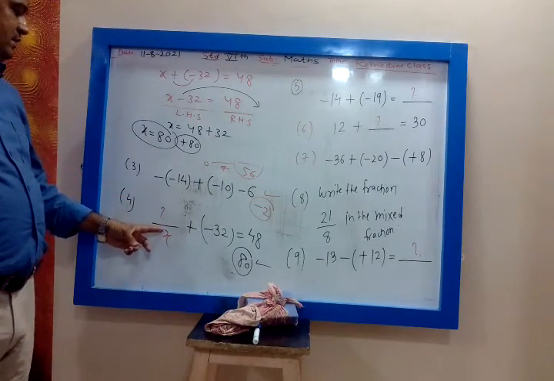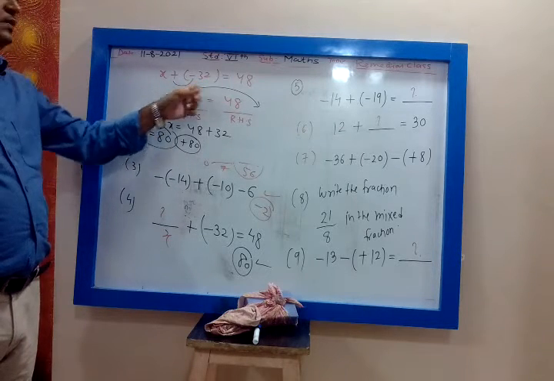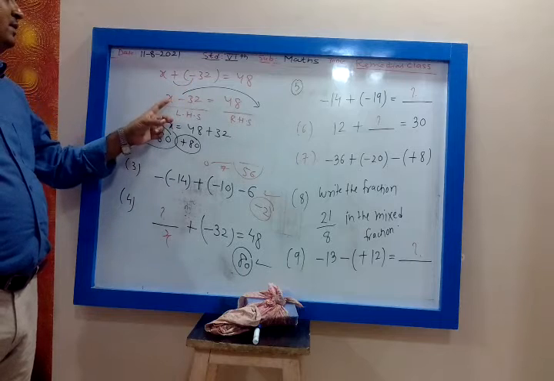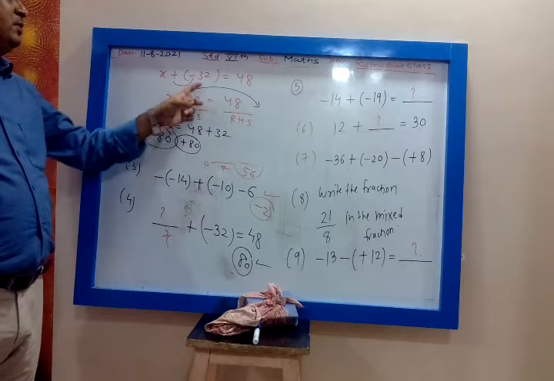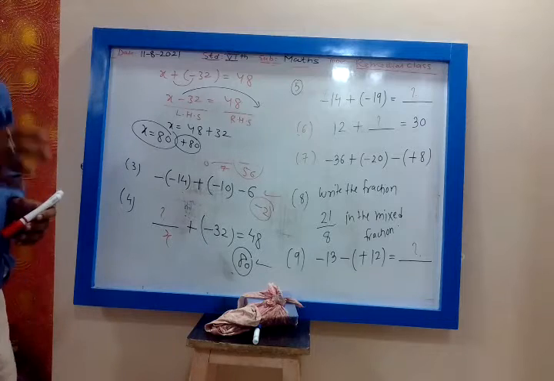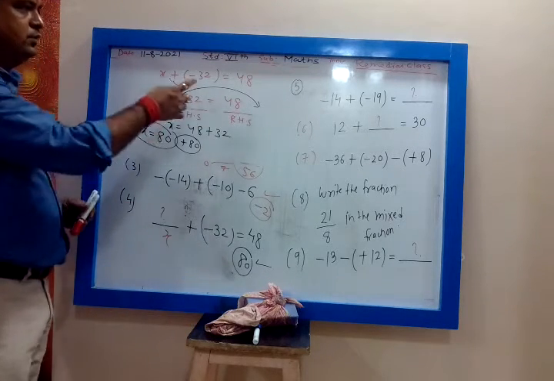Okay, so with this we consider x. x plus minus 32 is 48. Plus and minus are together, so plus into minus is minus. When we take minus 32 to the right hand side, it will become plus 32. 48 plus 32 is 80. So the correct answer is 80. Now do fifth one.